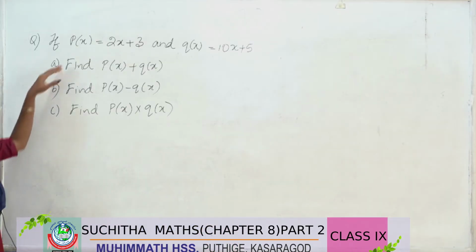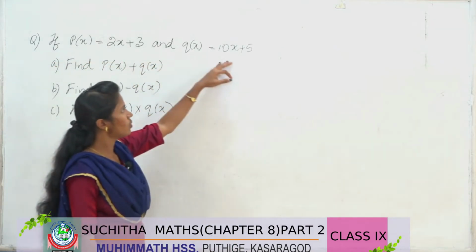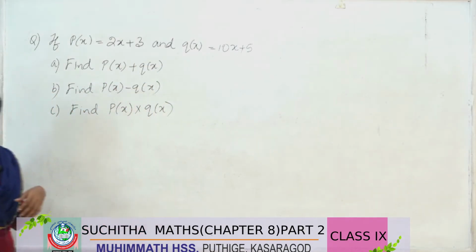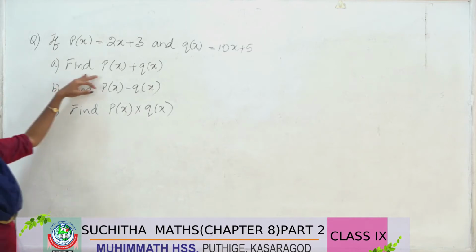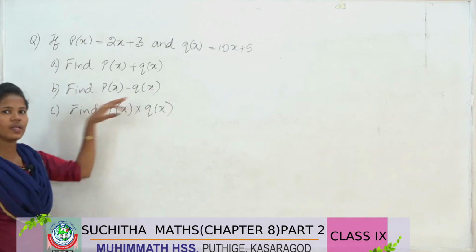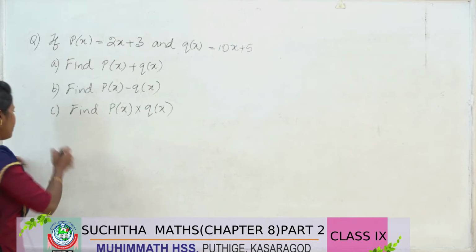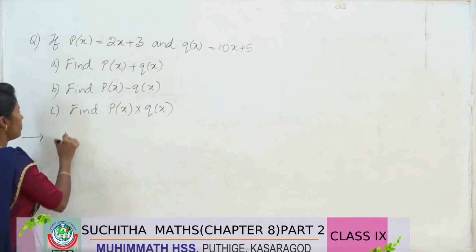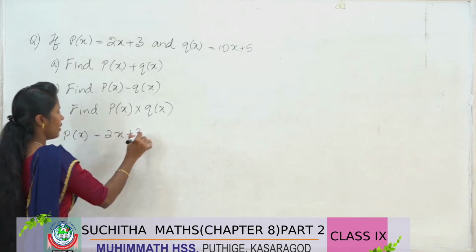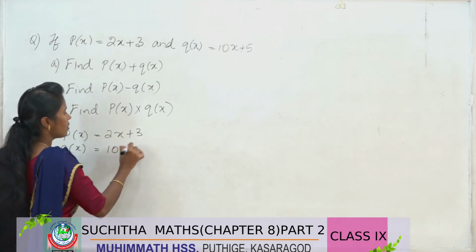Listen to the question. If p of x equal to 2x plus 3 and q of x equal to 10x plus 5, these both polynomials are first degree polynomials. First question, find p of x plus q of x. Second question, find p of x minus q of x. Third question, find p of x into q of x. Given p of x equal to 2x plus 3 and q of x equal to 10x plus 5.